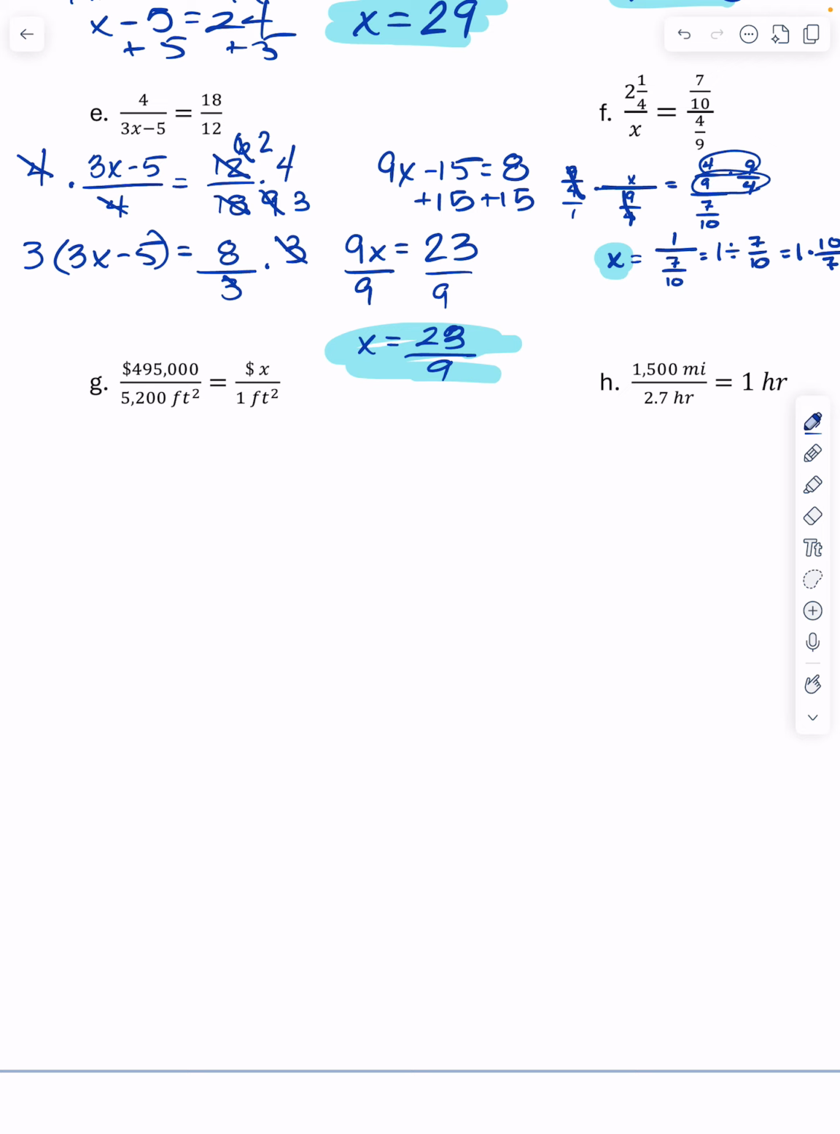So if I take 495,000 and divide by 5,200, I'm going to get 95. And since we're talking money, I'm going to round to 2 places. $95.19 per 1 foot squared, 1 square foot. A lot of times you'll see it this way, $95.19 per square foot, same thing.